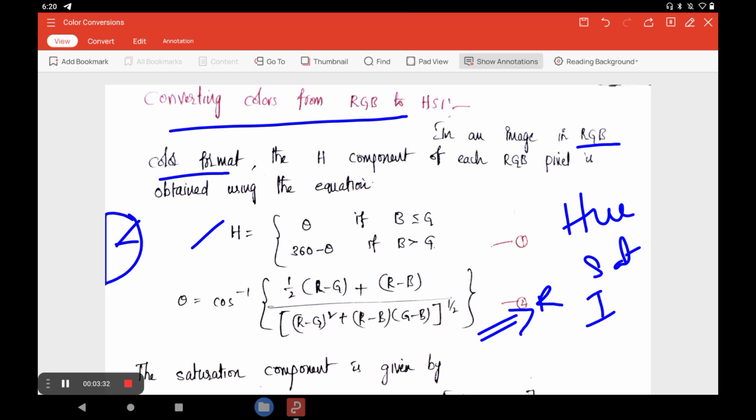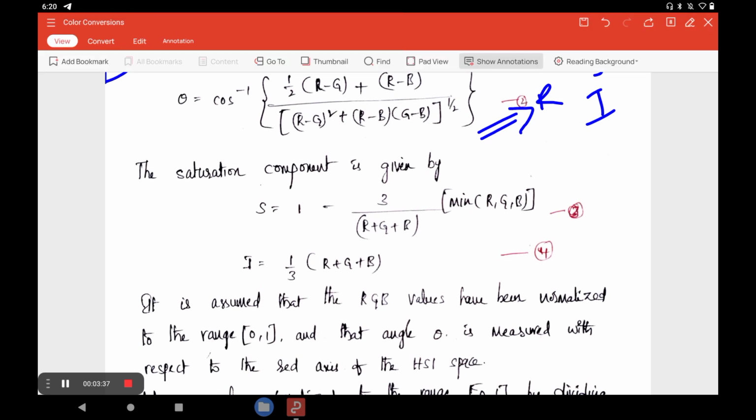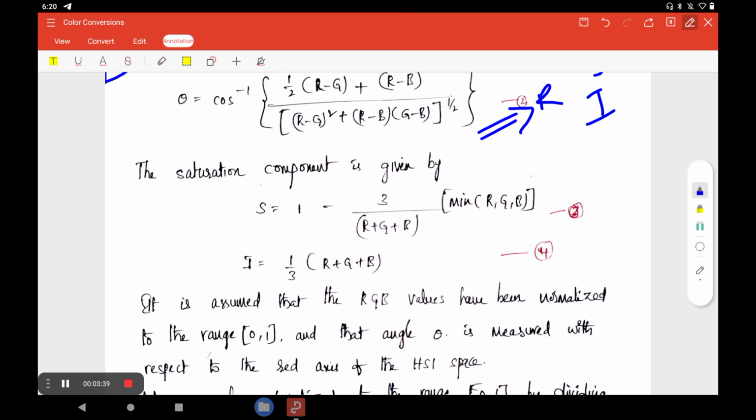The second one is saturation. The S component is given by S is equal to 1 minus 3 by (R plus G plus B) into minimum of R, G, B. Here you take the minimum value of these three components. 1 is a pure color. 1 minus 3 by (R plus G plus B) into minimum of RGB gives the corresponding S value.